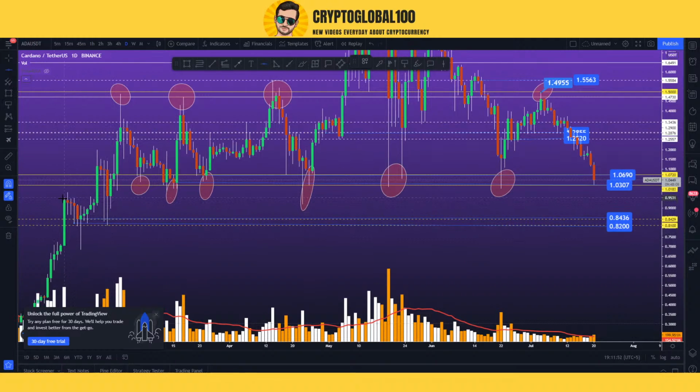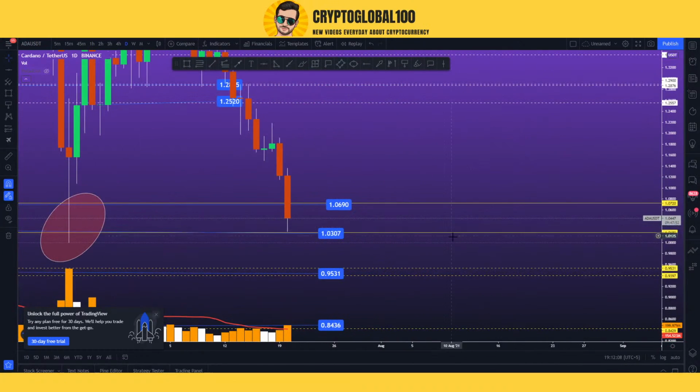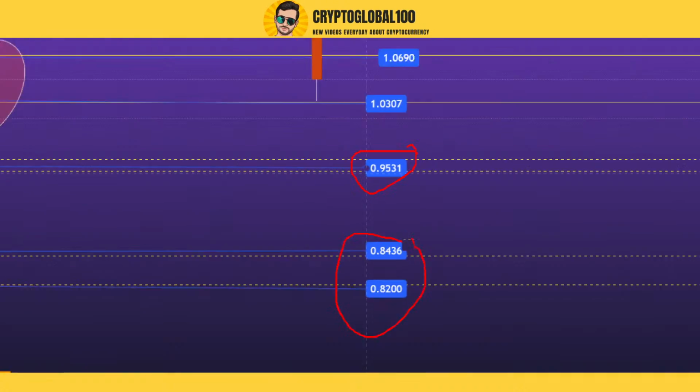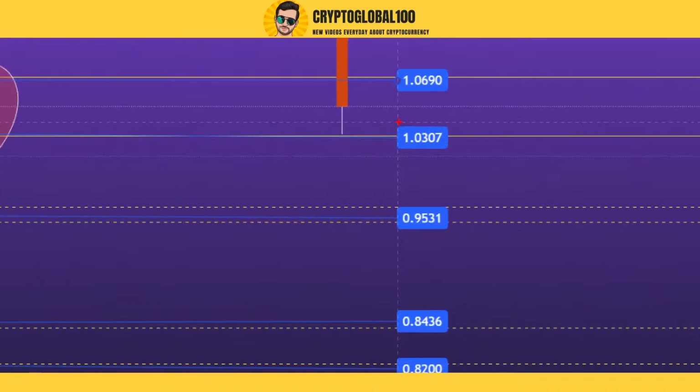So I'm going to draw the level here and this one. This level could also be possible. So this is Cardano. Keep an eye on these levels, 0.95 and this level. Simple sense, just common sense. If this level gets broken, then we would be testing this one.